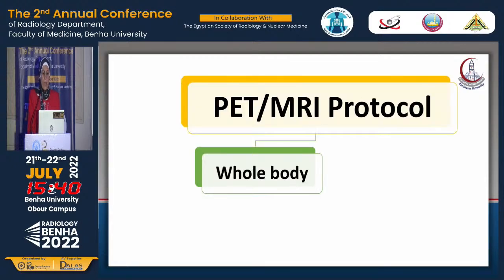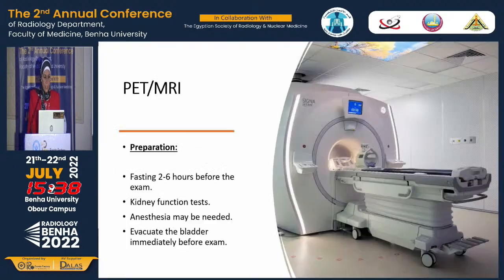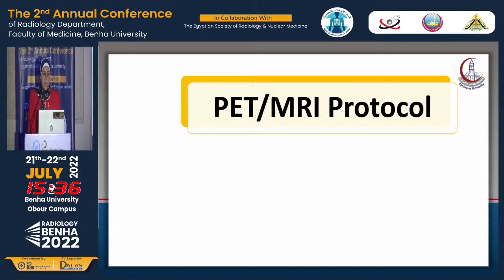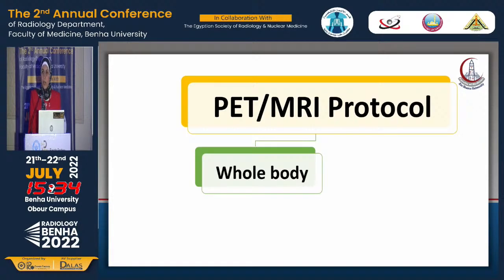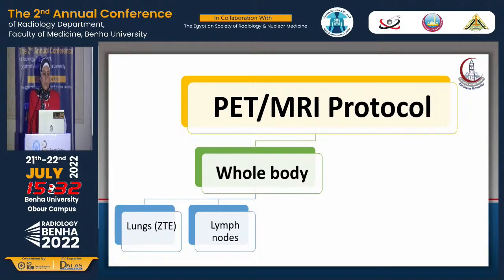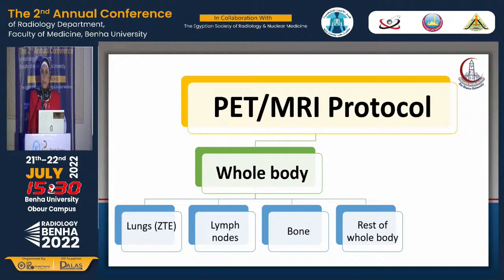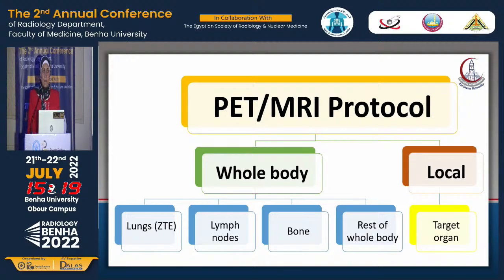As regards the PET MRI protocol, it includes the evaluation of the whole body, including the lungs, the lymph nodes, the bone, and the rest of the whole body as in CT. But additionally, we perform a local multiparametric MRI for the target organ to evaluate the local disease.